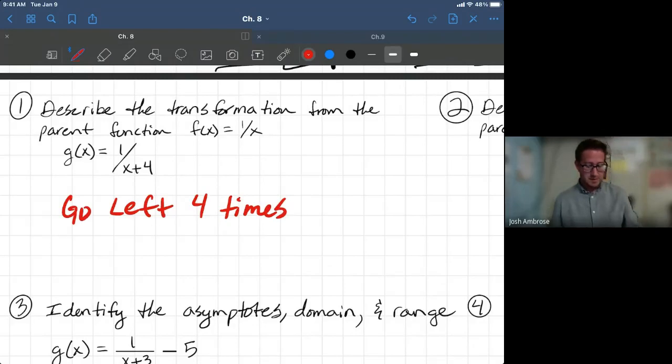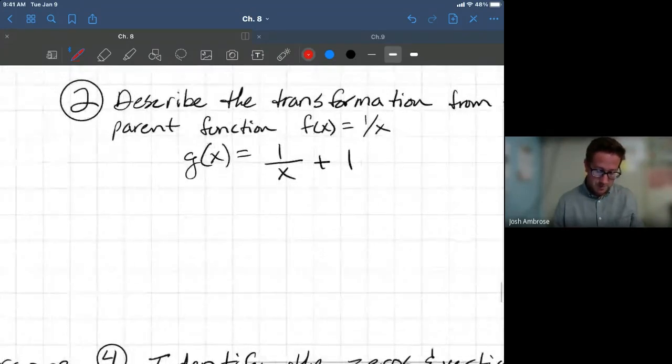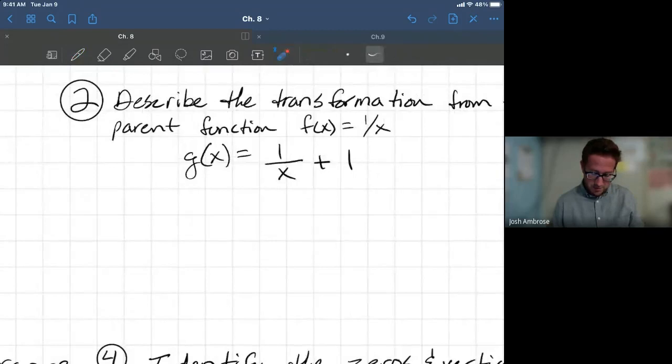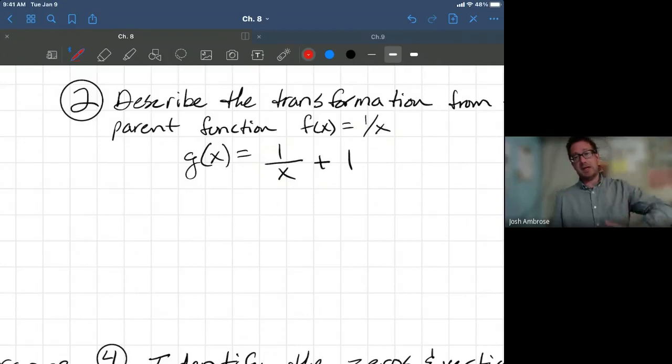All right, that's as easy as we need to get with that one right there. So it's a horizontal translation, go left 4 times. Now, this one's a little bit different. Notice parent function 1 over x. Well, we still have that 1 over x, but we're just tagging on this +1 right here. Okay, so that would mean that we're looking at a vertical translation.